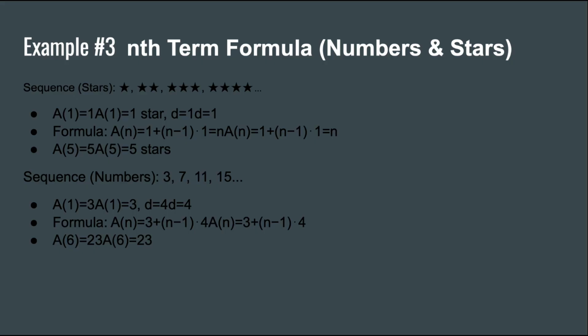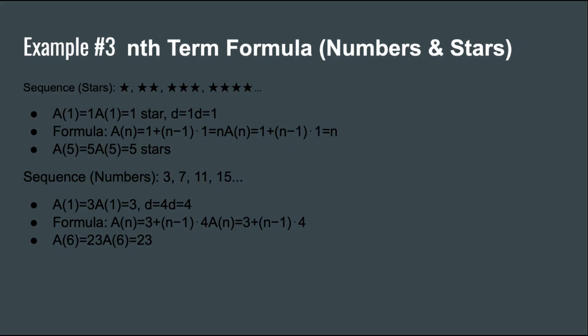Hey everyone, today we're looking at example number 3, how to find the nth term formula for sequences. First, we have a sequence of stars. You can see the pattern. Each term has one more star than the last. The first term, a_1, is 1 star. The common difference is how much it increases each time, which is 1. So the formula of the sequence is a_n = a_1 + (n - 1)d. And that turns into a_n = 1 + (n - 1) times 1, which simplifies to a_n = n.